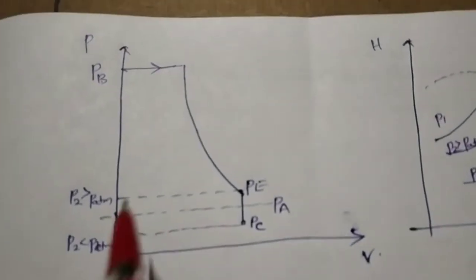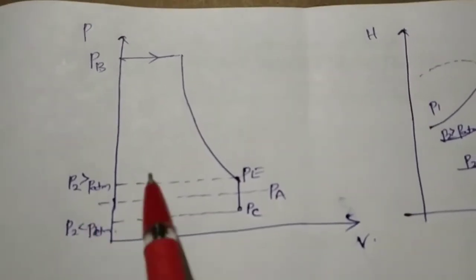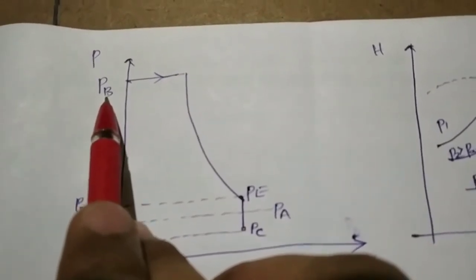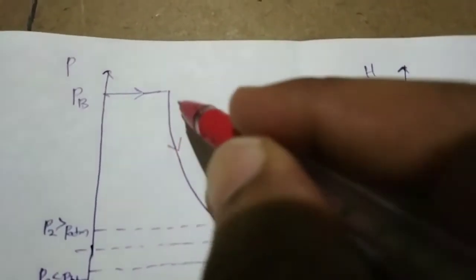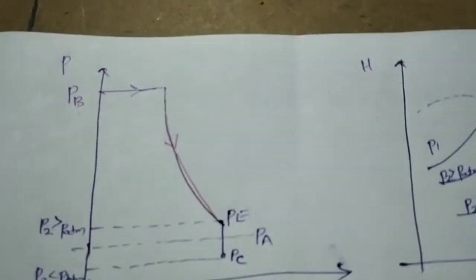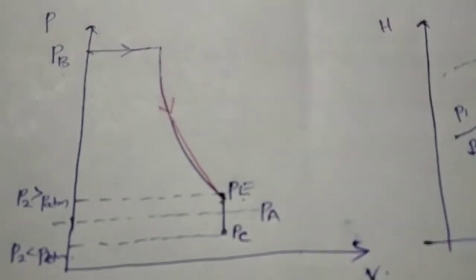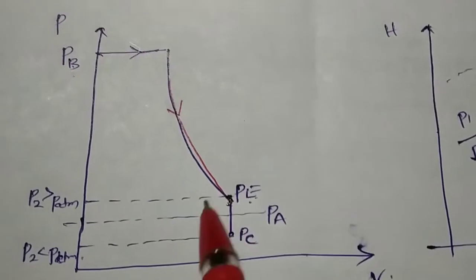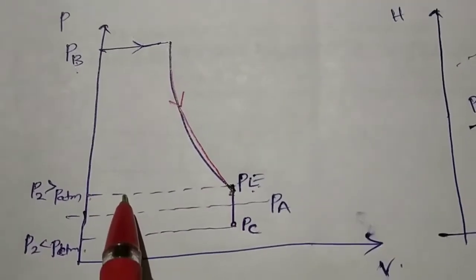Let us discuss with the help of the pressure and volume diagram what the advantages of the condenser are and what the condenser actually does. Here PB is the boiler pressure. From the boiler pressure, the steam is coming and expanding isentropically like this. This pressure I am assuming as PE, the expansion pressure, or P2. Now this pressure P2 is greater than the atmospheric pressure.